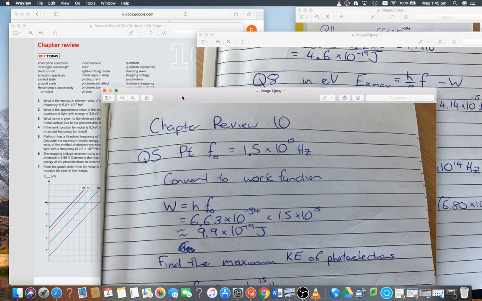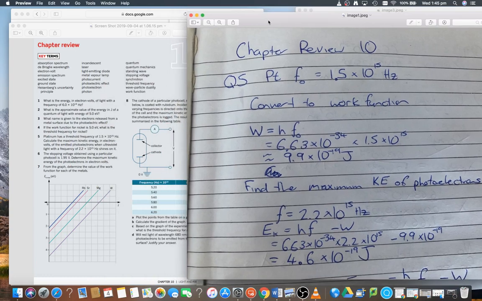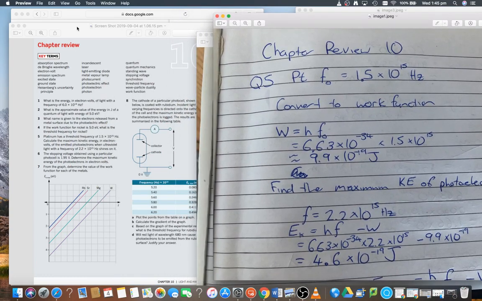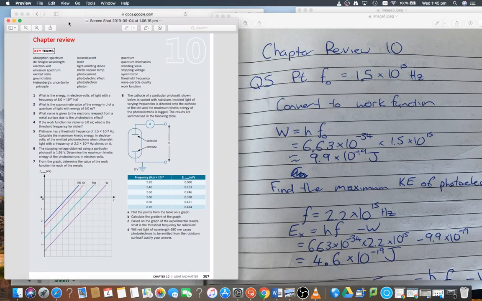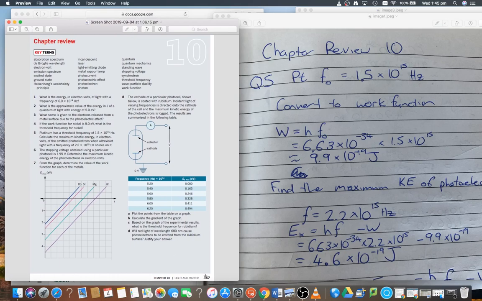All right. So in this case, I'm actually going to start with question 5. You can find the chapter review questions in the textbook on page 367. So question 5. Platinum has a threshold frequency of 1.5 times 10 to the 15 hertz. Calculate the maximum kinetic energy in electron volts of the emitted photoelectrons when ultraviolet light with a frequency of 2.2 times 10 to the 15 hertz shines upon it.